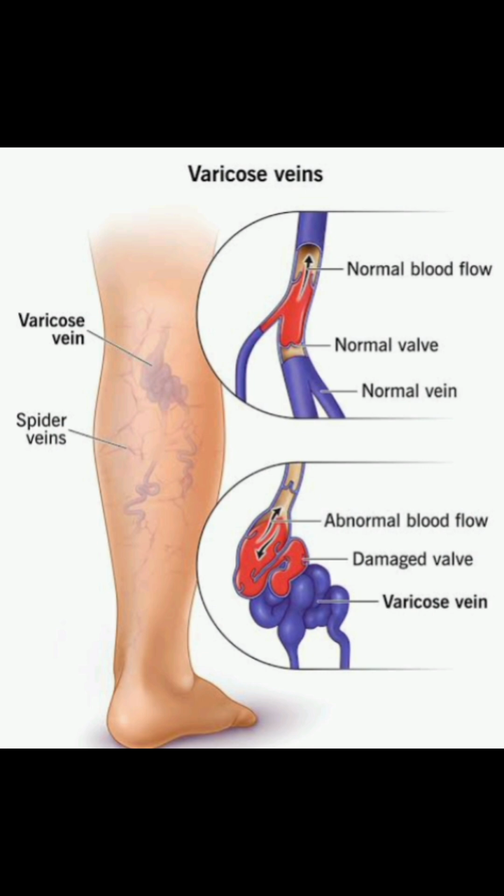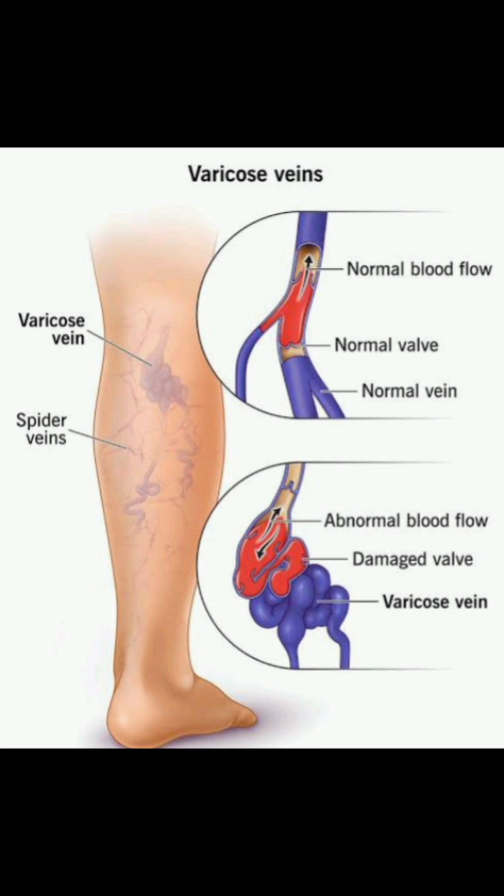Primary varicose veins, which are more common in women and patients with a strong family history, are probably caused by congenital weakness of the vein. Secondary varicose veins typically result from a previous DVT. DVT means deep vein thrombosis, or another identifiable obstruction.